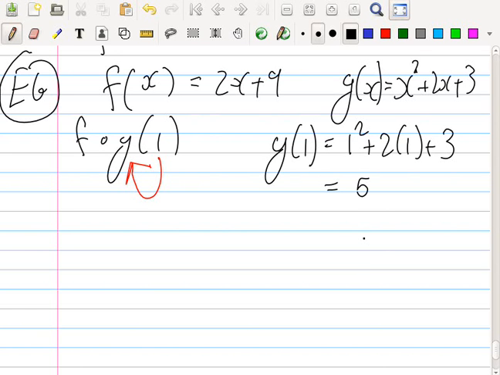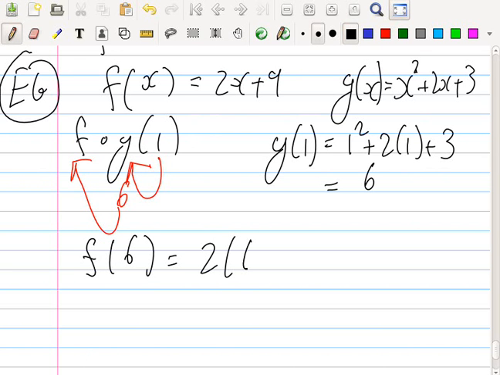Yeah? Is that okay? No, it doesn't. Come on, wake up. It's not 5, what is it? 6. Then what I do with my answer 6, I put that inside of f. So now we can do f of 6 equals 2 times 6 plus 9, so that's 12 plus 9, so that's 21.